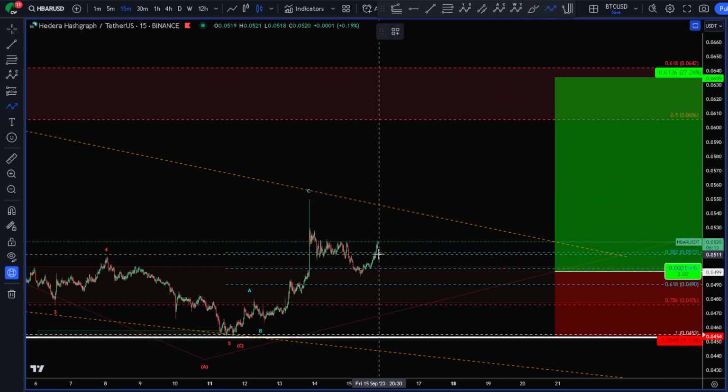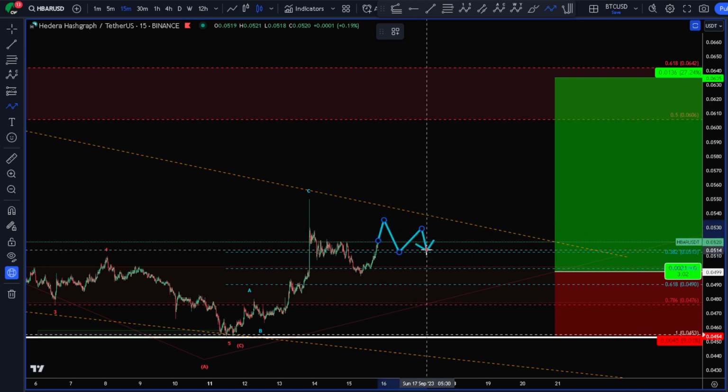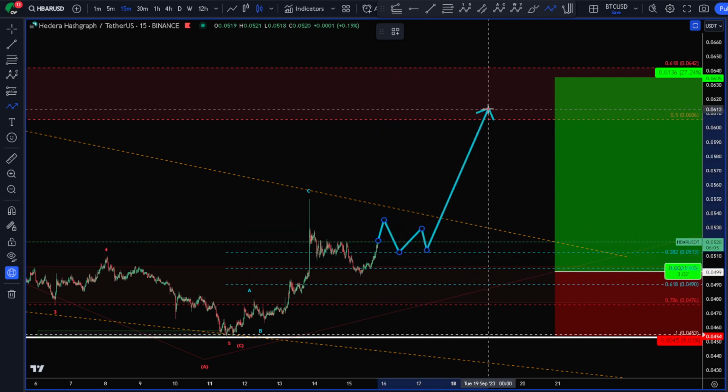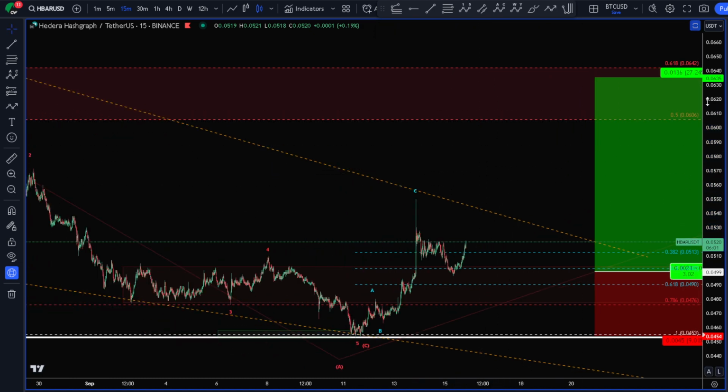But again, remember, wait for this to fill out 5. If you missed it, that's what I'm going to do, and wait for the correction, stop at this low, and targeting that area up here, which should be a pretty good risk reward once I get it.